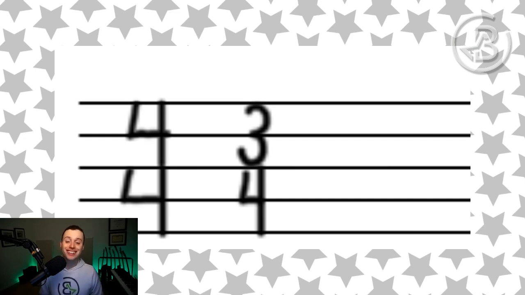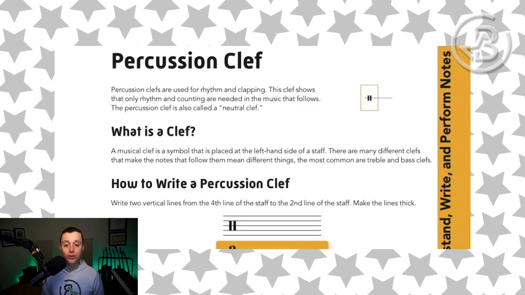In the next lesson, you are going to read, write, and understand a percussion clef. Percussion clefs are used for rhythm and clapping. So this clef, think like key, like the key that opens the understanding of what's going to happen. The clef shows that only rhythm and counting is needed in the music that follows.